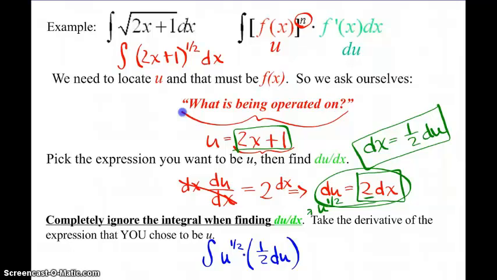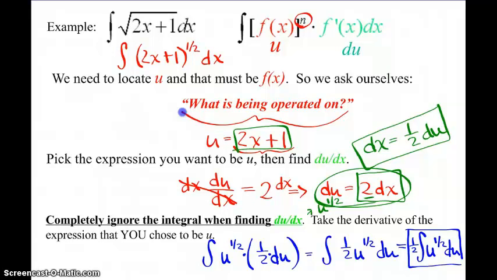Now all of this is multiplication, and multiplication is commutative, so I can write this in any order that I want to. 1/2 times u to the 1/2 times du is equivalent. And just as we've always said, when dealing with these indefinite integrals, constants can pop out front. So this is how I would equivalently write this integrand.